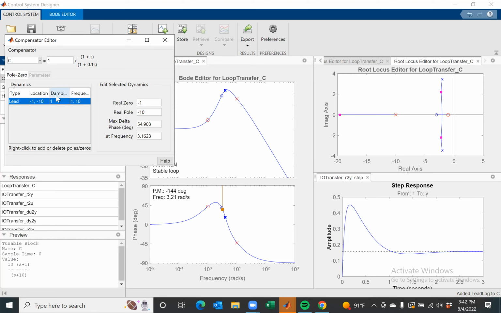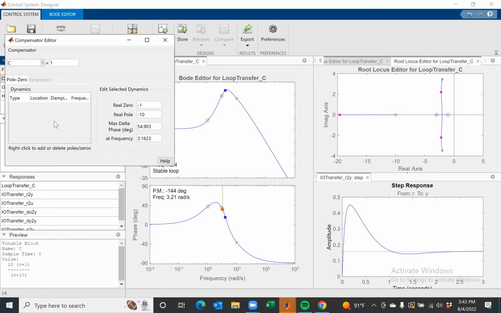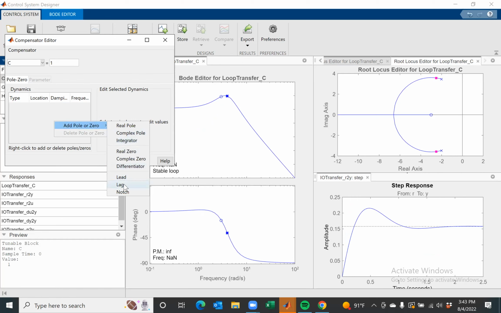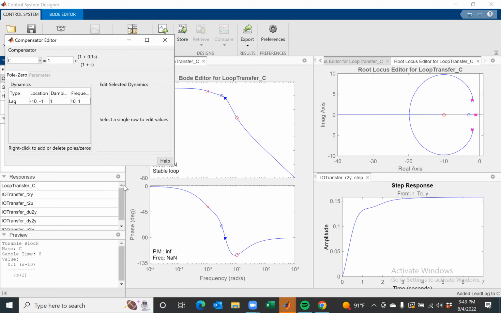And if you want to edit it, double click, it will show you where the real zero is, where the real pole is, and it will show you the frequency. Now, another thing you can do is delete, right click, add poles and zeros, and say lag compensator. Now it will add the lag compensator, and that allows you to set the location of the real pole, the location of the real zero, and this is the compensator gain that you can tune.